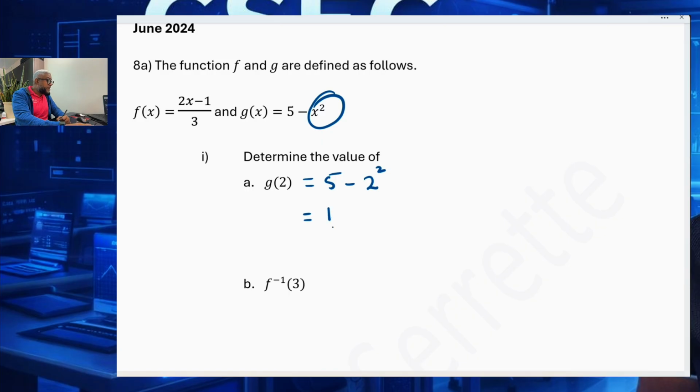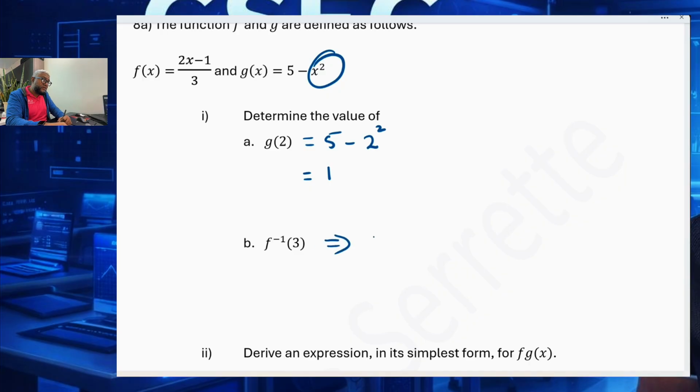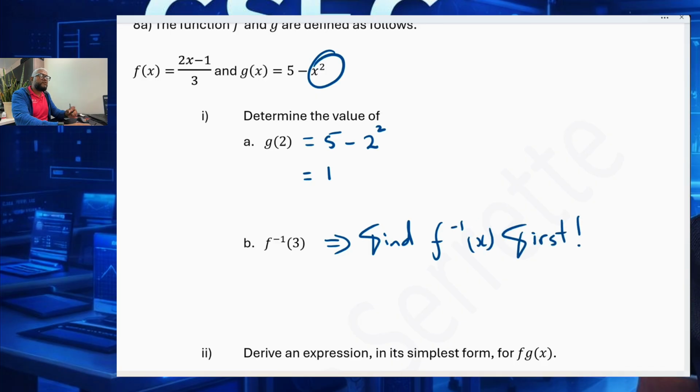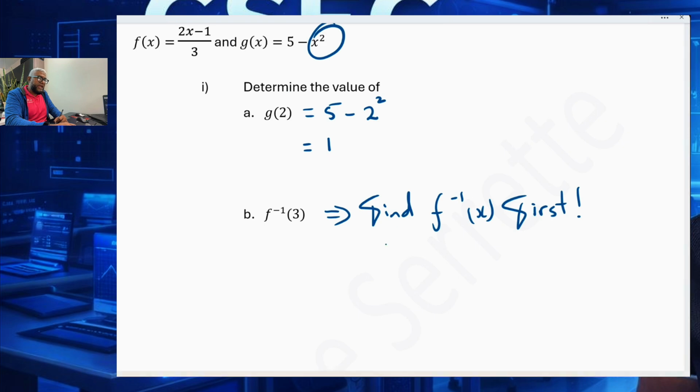The next part of the question is they want me to find f negative 1 of 3, which is the inverse of f of x. You're putting 3 into that inverse. So I need to find f negative 1 of x first. To find the inverse of any function, I first write down the original function. So f of x is equal to 2x minus 1 all over 3.